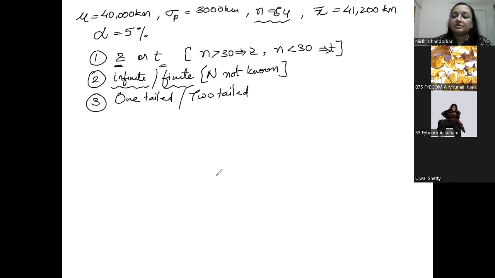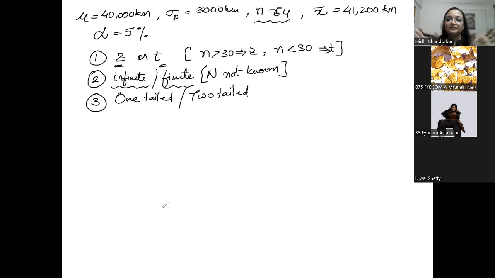Now the next question is whether it's a one-tailed test or a two-tailed test. Okay, so in such cases, please remember the question asked is we have to find out whether the life of the tire has significantly increased or not. That means the tire has become better or not. So they are just bothered to understand whether it has significantly increased or not. Okay, so in this case, what do you think? What test is it? Is it one-tailed test or two-tailed?